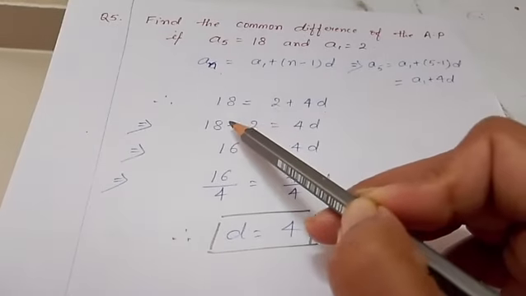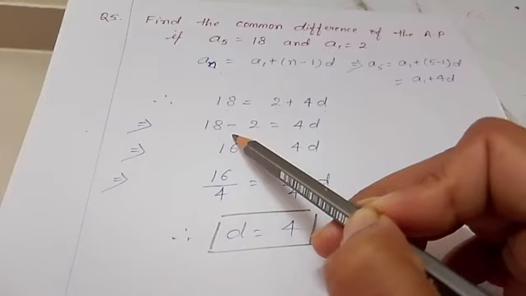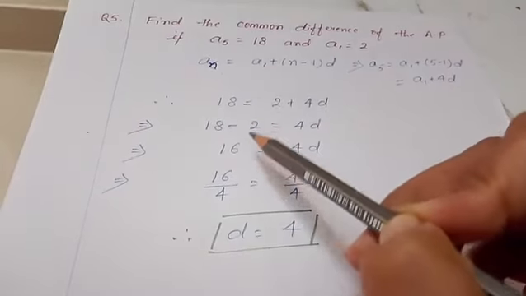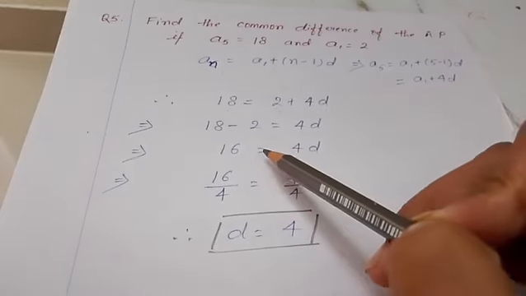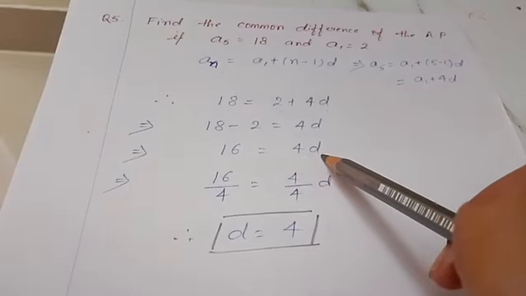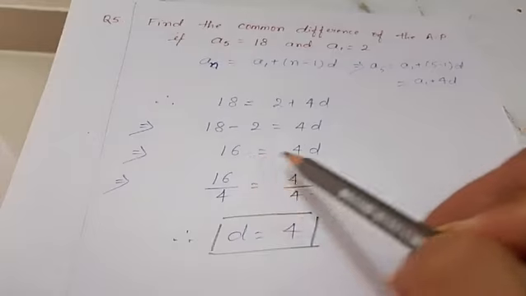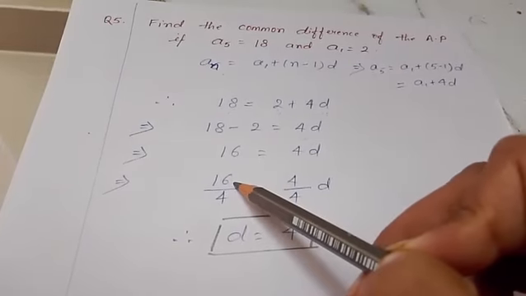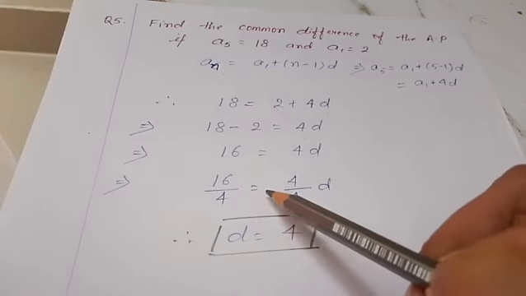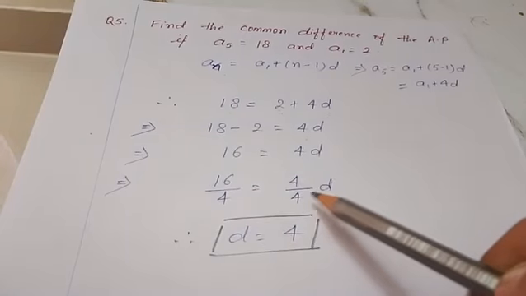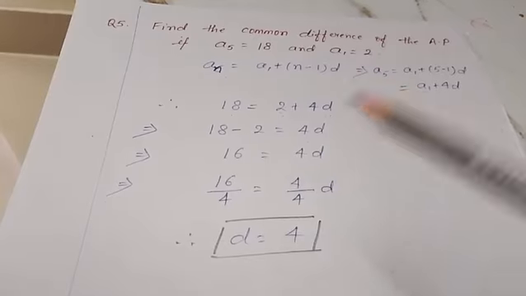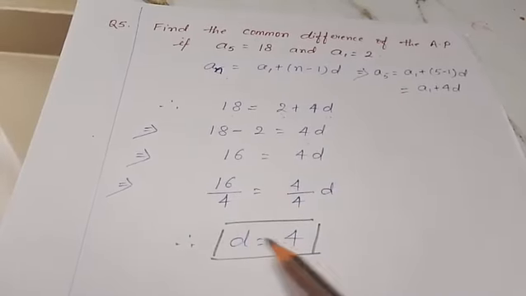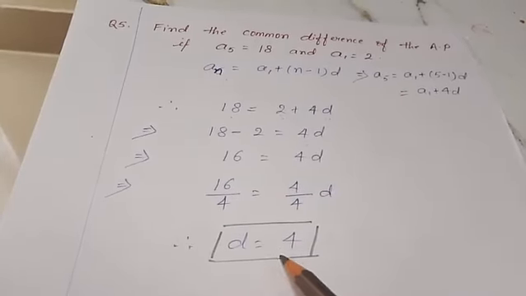Move 2 to the other side. Therefore, 18 minus 2 is equal to 4d. 18 minus 2 becomes 16 is equal to 4d. Divide both sides by 4, so that 16 divided by 4 is equal to 4 upon 4 into d. 16 divisible by 4 how many times? 4 times. Therefore, d is equal to 4.